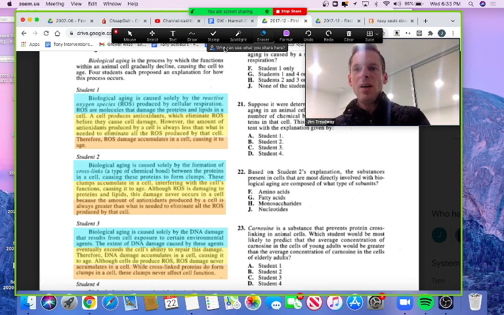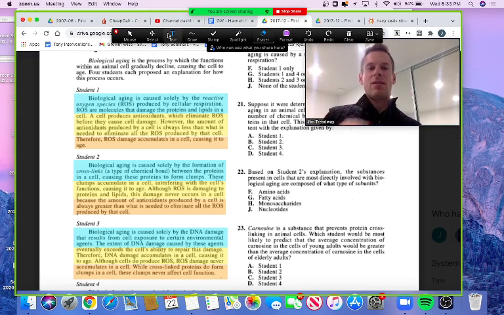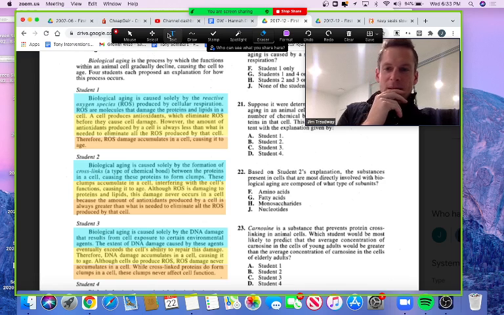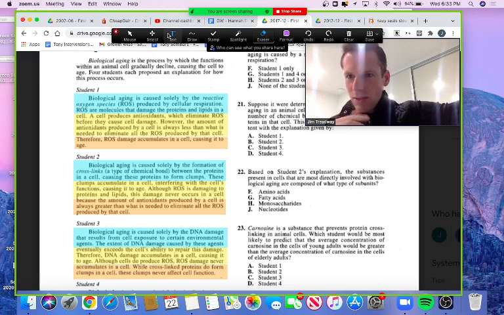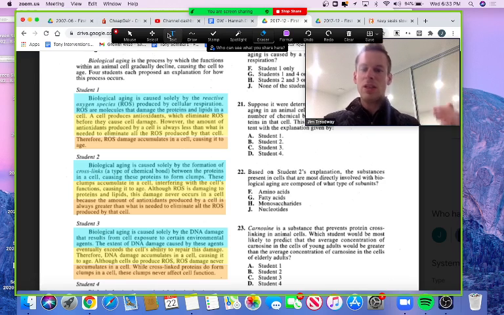And the other thing you want to do is stereotype. What I mean by that is hyper oversimplify each argument. Let's try it on this one. Student 1 here is the ROS student. Student 2 is the crosslinks one. Student 3 is the DNA damage one. So whenever you get a question about crosslinks, you're going to know it's student 2. Whenever you get a question about DNA damage, you're going to know you have to go back and look at student 3.